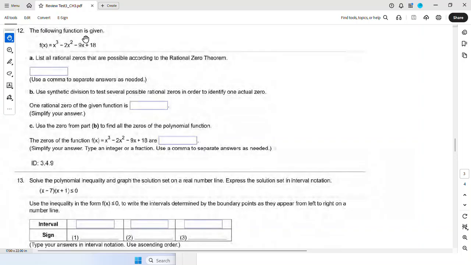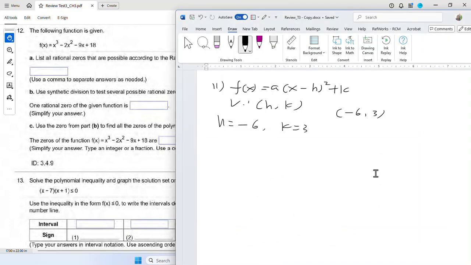Okay, this one is telling you it's a polynomial, right? This one is to list all possible rational zeros. So how do you list all possible rational zeros for number 12? All right, we have a sub n here is 1, okay? And then a sub 0 here is 18. All right, so we're going to write down P over Q for all possible zeros.